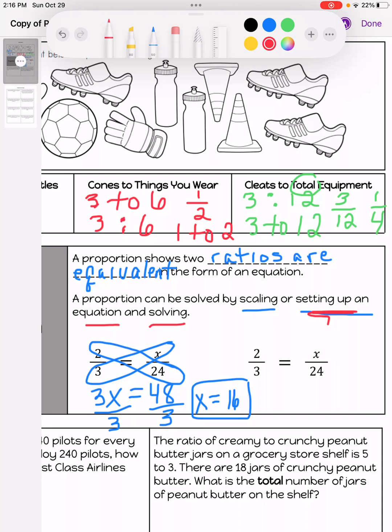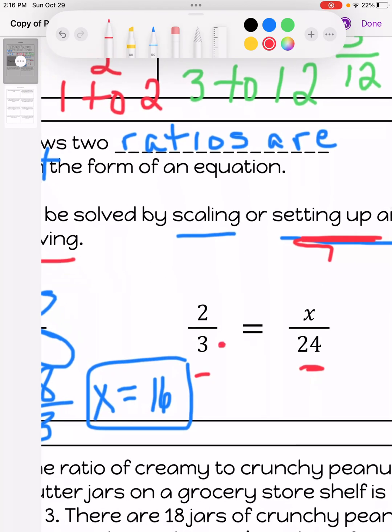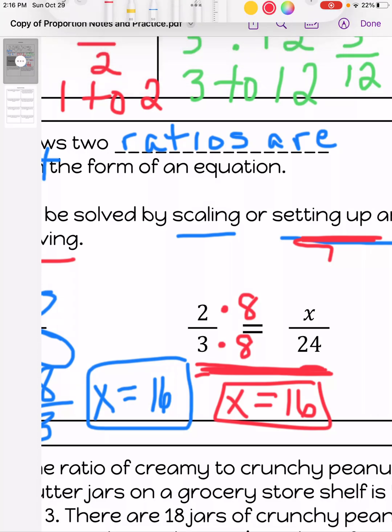Now, scaling means here we have 3 and we have 24. Can you think of a number 3 times what might give you 24? I hope you're thinking 3 times 8. And so when it's very clear like that, then you can just multiply the top by 8 as well. 2 times 8 means that x is 16, which is what we just found out when we cross-multiplied, right? So if it's very obvious what we're multiplying by, then you can do that. But it doesn't always work that way. It's not always a clear number.